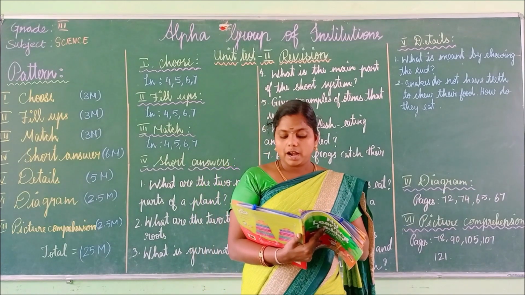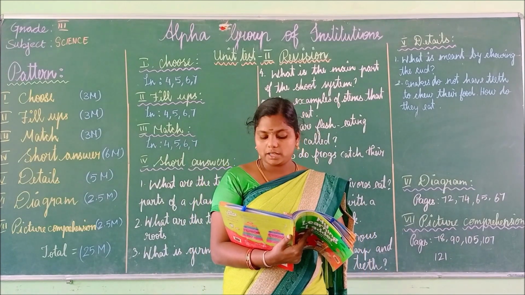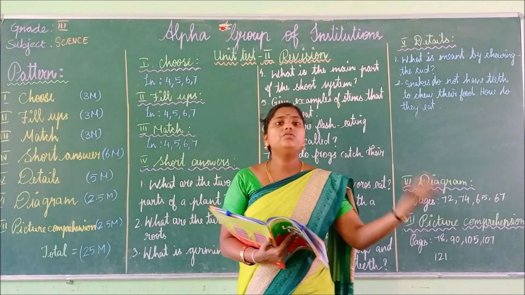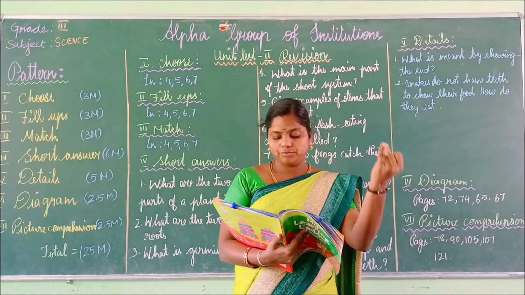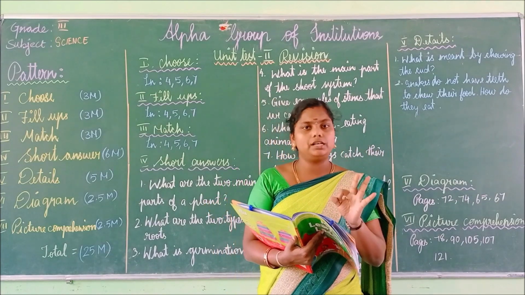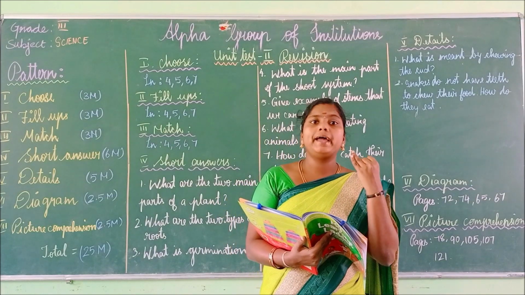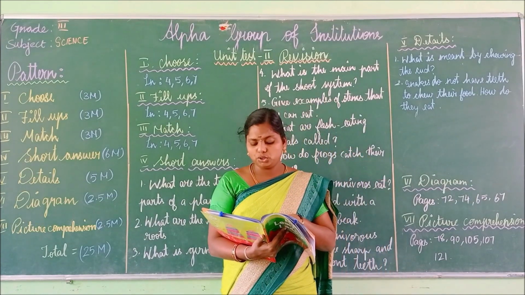Third one, animals usually move from one place to another in search of dash. We will move from one place to another in search of food, water and shelter. Children, repeat after me. Food, water and shelter.